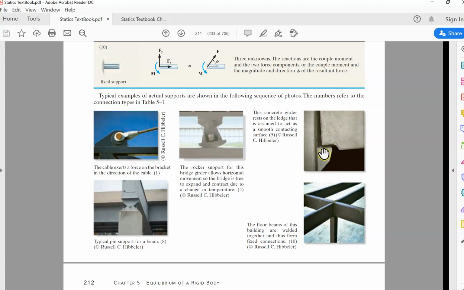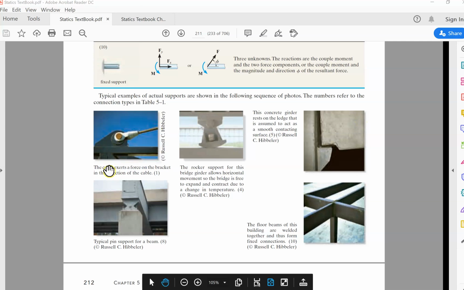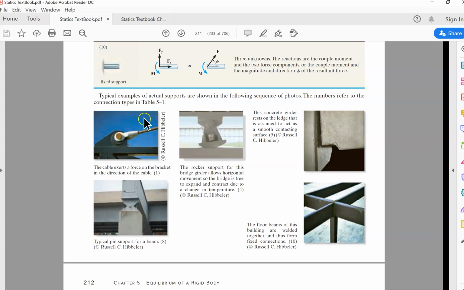So these are real life drawings that are collected for you. The floor beams are welded together, so they are forming a fixed connection. Some of this is visible, some are hidden, so it depends. This is a concrete girder. Can you see? Look here, there is a cable that exerts a force on the bracket. This is something that you can see, maybe it is exposed.